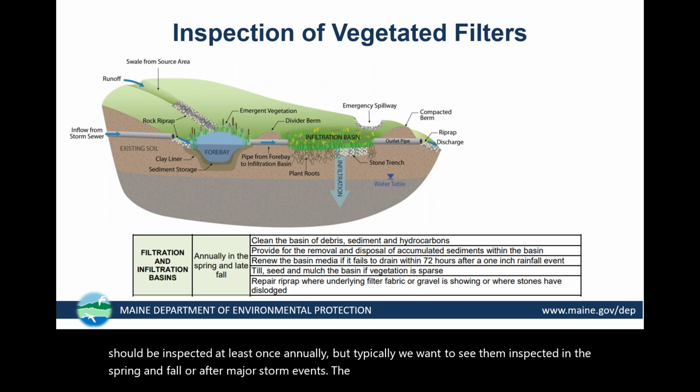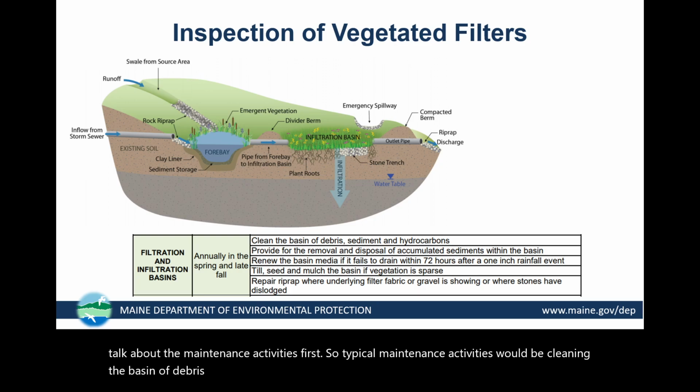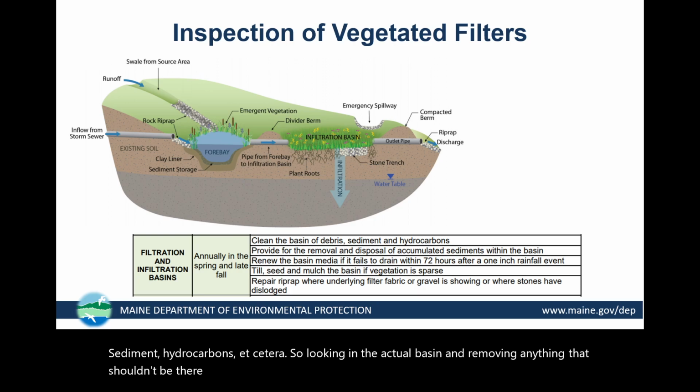The inspection and maintenance activities, let me talk about the maintenance activities first. So typical maintenance activities would be cleaning the basin of debris, trash, litter, sediment, hydrocarbons, etc. So looking in the actual basin and removing anything that shouldn't be there. This can also include weeding if you have particular plantings that are supposed to be in the basin.